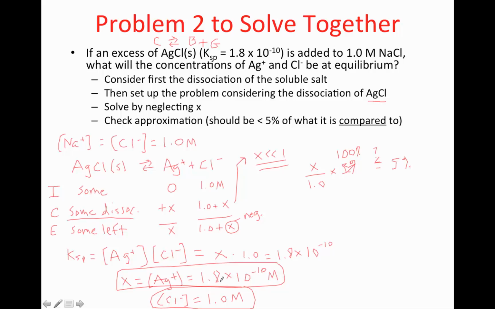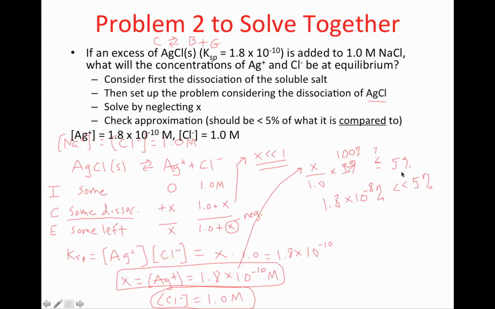If I put in 1.8 times 10 to the minus 10, then this becomes 1.8 times 10 to the minus 8%. Again, how did I get to this? I just took this number, put it in here because I'm comparing this to this, and I've got 1.8 times 10 to the minus 8%, which is certainly much, much less than 5%. In other words, we made a good approximation. And this is how we solve the problem. These are the answers right here: the concentration of silver and the concentration of chloride.